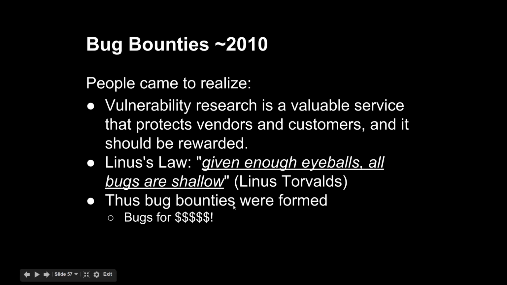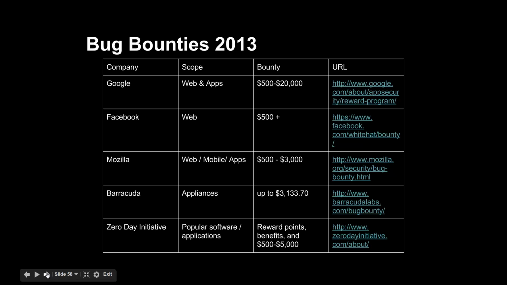Which may be true in all cases, but not necessarily. And thus bug bounties were formed. So turn in your bugs and get money from the vendor for your hard work. And so as of 2013, Google will pay out up to $20,000, but I don't think they've actually ever done that. All of my experience is that they try to incredibly lowball people.